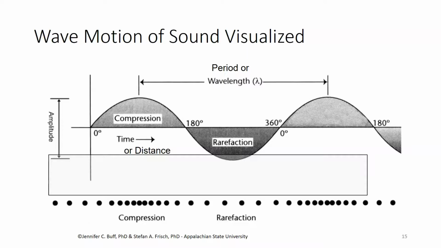Again, this graph looks kind of like a transverse wave where things are going up and down relative to the direction of propagation of the wave. But what sound really looks like is down here on the bottom with these dots. Areas of compression where there's more air molecules squished together creating high pressure, and areas of rarefaction where there's fewer air molecules squished together creating lower air pressure.